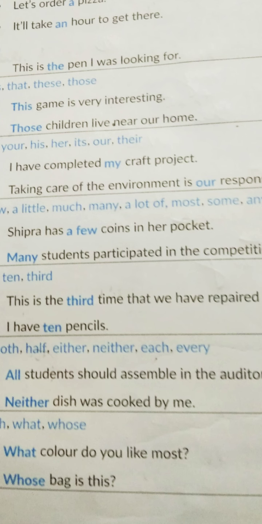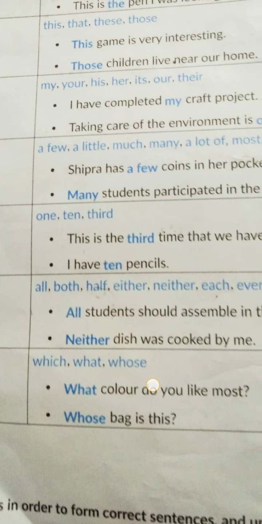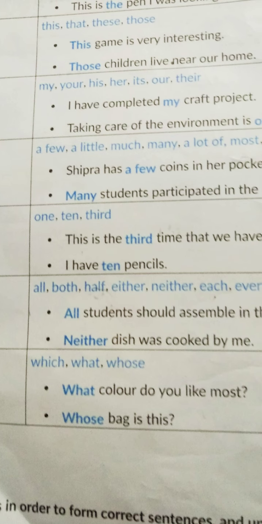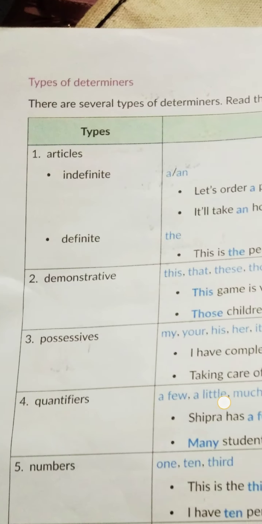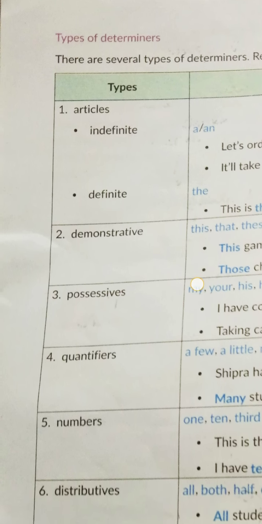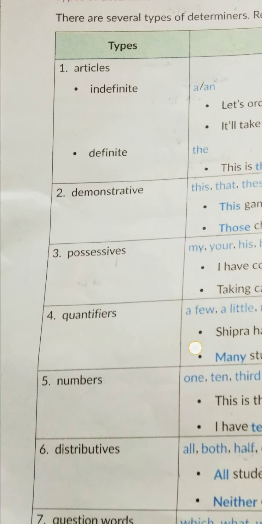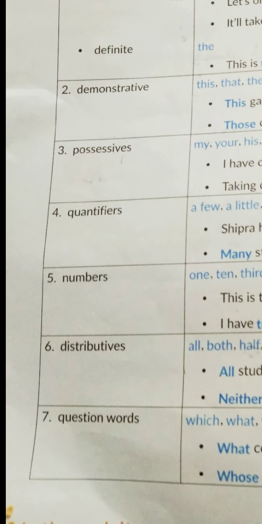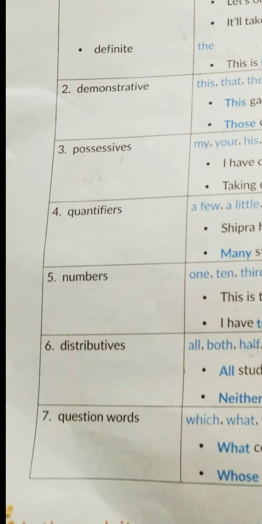Now question words are like which, what, and whose. What color do you like most? Whose bag is this? So children, here we have dealt with the words like articles, demonstratives, possessives, quantifiers, numbers, distributives, and question words, which will be termed as types of determiners.